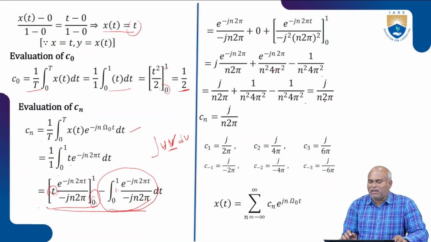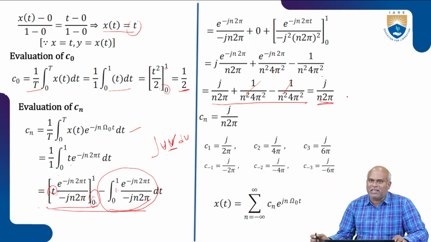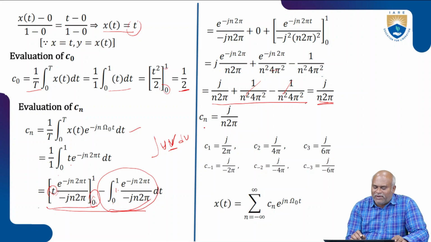We should simplify for all the values. So for this whole value, we need to simplify. Finally, we got this two getting to cancel. That is, this portion is getting to cancel. The remaining portion only is present for the j n 2 pi. Now c of n is equal to j divided by n 2 pi. We got this value.